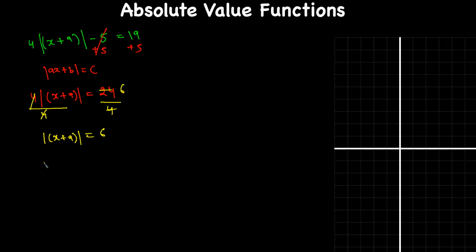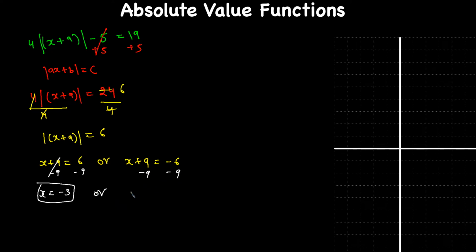So now x plus 9 is either equal to positive 6 or x plus 9 is equal to negative 6, because both values give me positive 6 when we plug in over here. So let's solve it. I'm going to subtract 9 over here, and it cancels out. So this gives me x is equal to negative 3, or let's subtract 9 over here, so x is equal to negative 15. So these are my solutions, and we can check our solutions if we plug in over here.